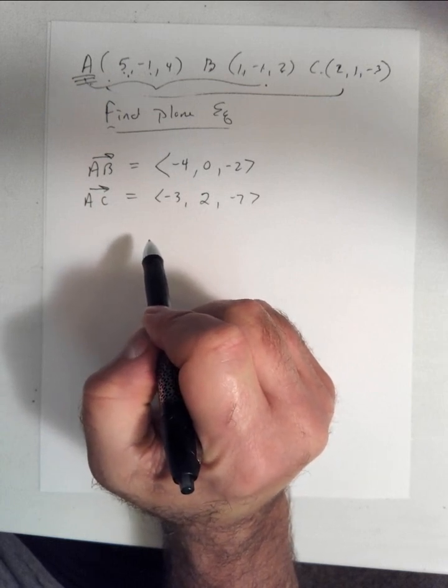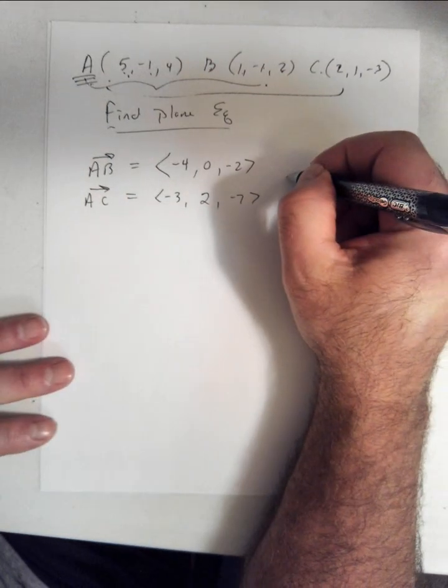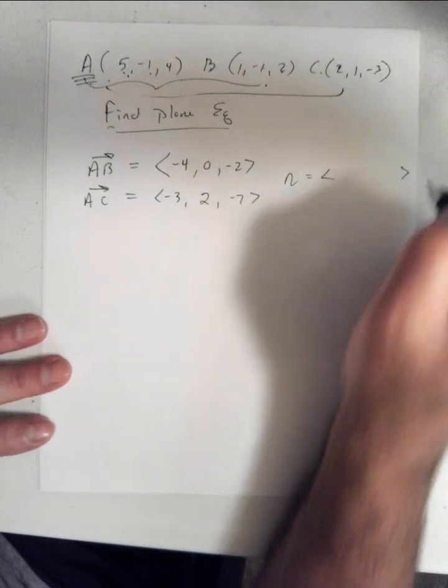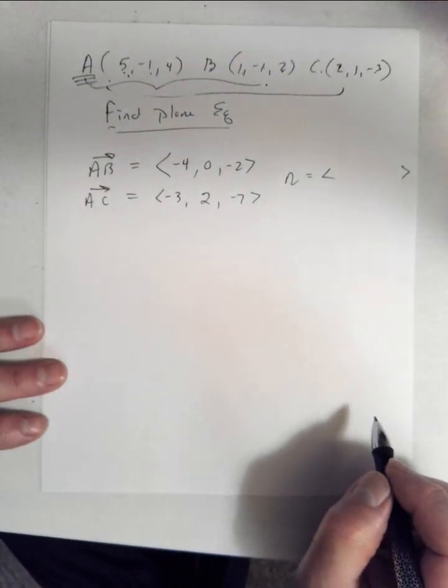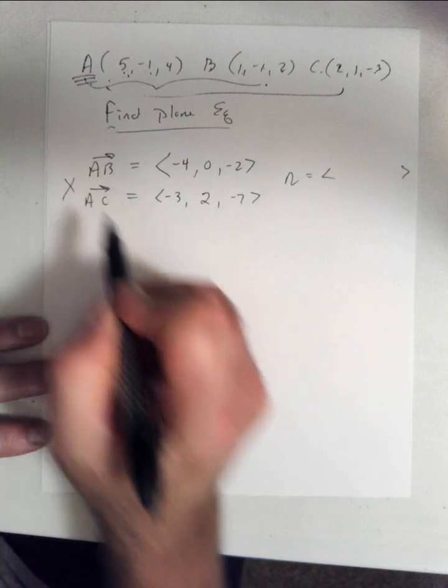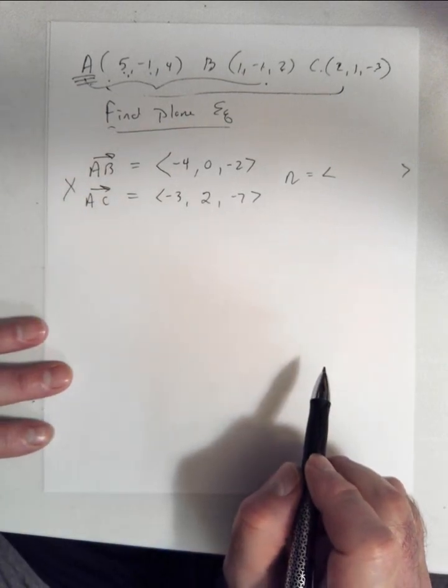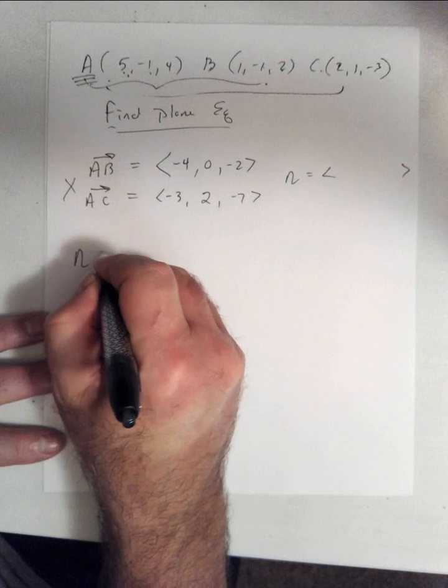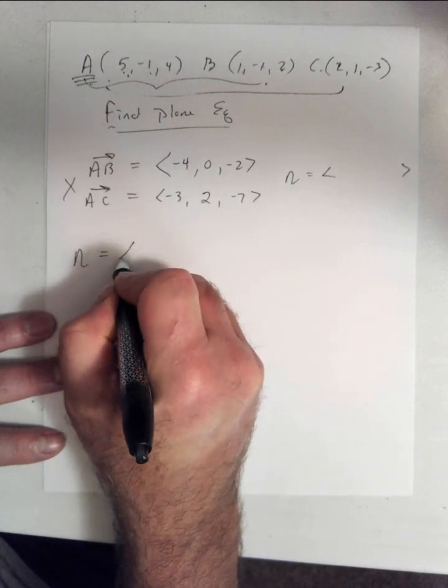Now, for me to find the plane equation, what am I missing? I need to find my normal, because I don't have it. But what is the normal vector? It's the cross product of those two guys. So now I calculate my normal vector by doing the cross product.